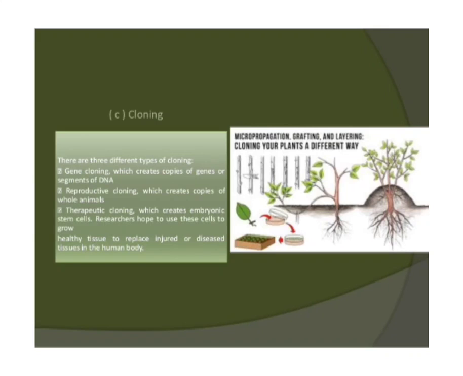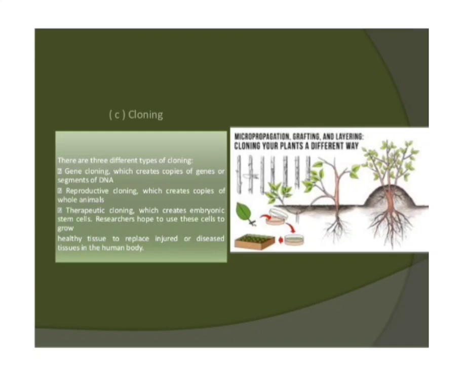Cloning. Cloning describes the processes used to create an exact genetic replica of another cell, tissue, or organism. The copied material, which has the same genetic makeup as the original, is referred to as a clone. The most famous clone was a Scottish sheep named Dolly. There are three different types of cloning.